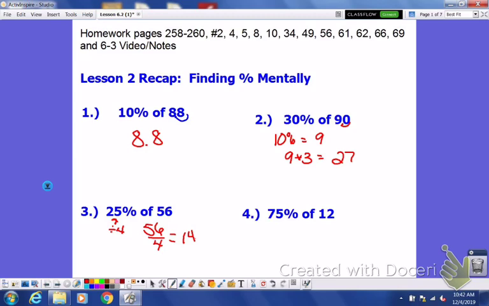Okay, and then applying that, 75% of 12 will be divide by 4 to find 25%, and then multiply by 3, because 75% is 3 25%s. So 12 divided by 4 gives us 3, and then 3 times 3 gives us 9. So 75% of 12 would be 9.